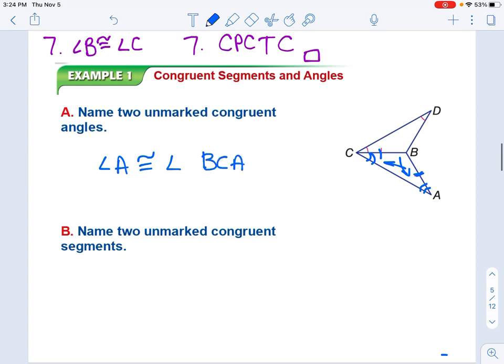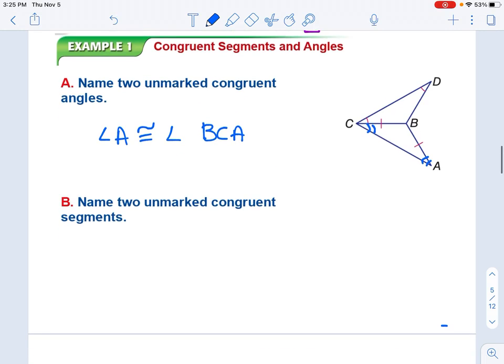BCA. Make sure not to just say angle C, because angle C actually refers to three different angles. Who knows which one you're actually talking about? So you gotta be particular. Angle A is fine because it really only references this one. So I just said that these two angles are congruent. It's because of the isosceles triangle theorem and our opposites.